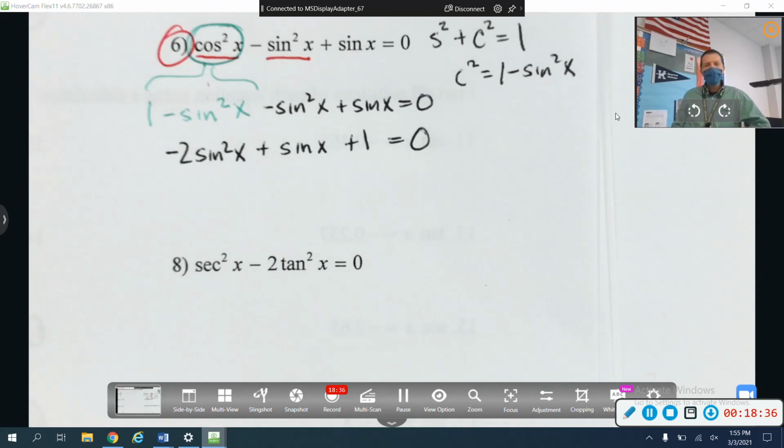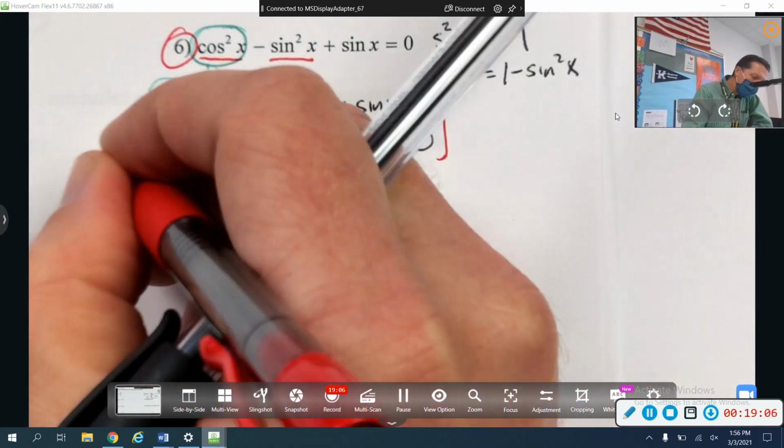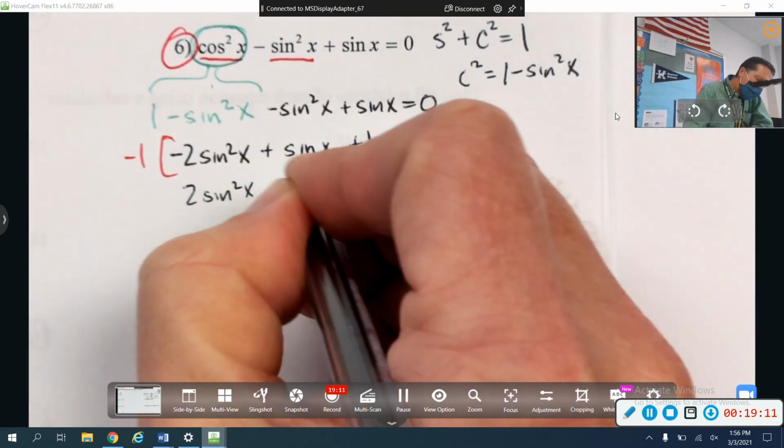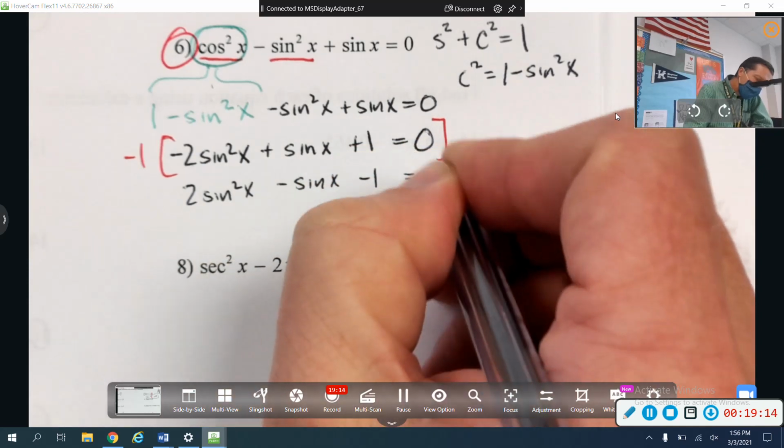Some brave souls would venture to factor that, and they might even get it right. But I'm not going to be a brave soul. I'm going to be an efficient soul. What could I do to make my factoring life a whole lot easier? Or let me ask it this way, what don't we like about that? Negative. So I can fix the negative. I can divide everybody by negative or multiply everybody by negative. And that's just going to be a whole lot easier to factor.